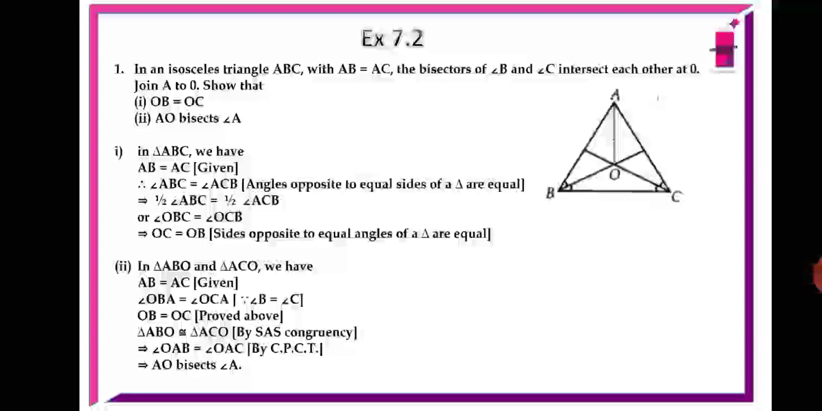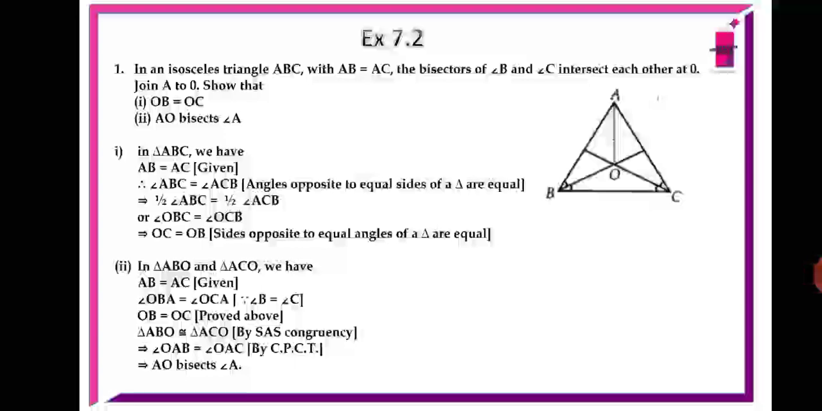So half angle ABC equal to half angle ACB. In place of half ABC I can take OBC, because OB is a bisector of angle B. Similarly, OC is a bisector of angle ACB. In place of half ACB, we can take angle OCB. If angle OBC equal to angle OCB, then OC equal to OB, because sides opposite to equal angles of a triangle are equal.